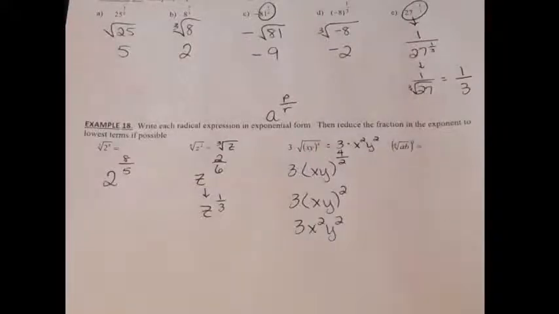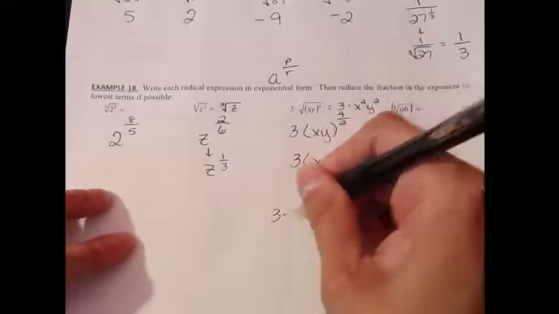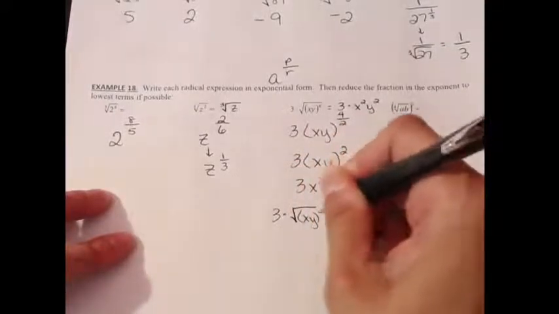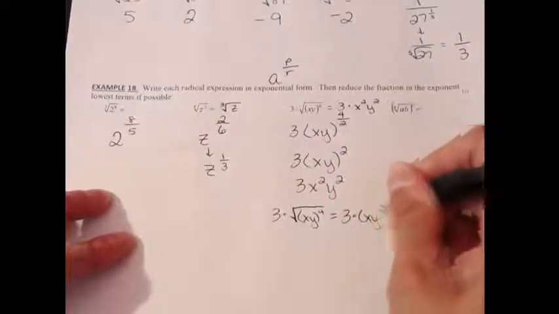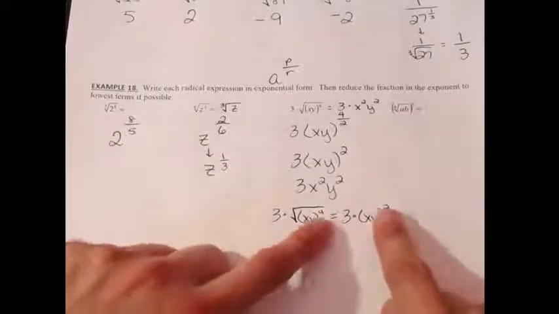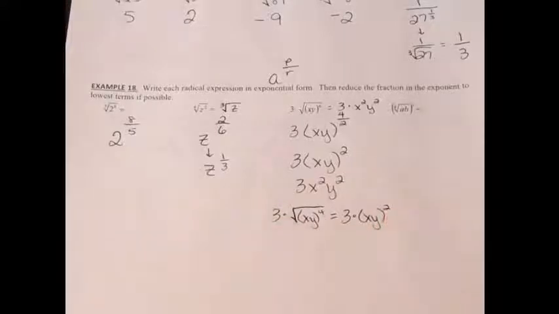I could have rewritten this to show you that 3 times the square root of xy to the 4th is the same as 3 times xy to the 2nd power. That's pretty interesting. I want you to notice what happened with that power. When we took the square root of xy to the 4th, notice what happened to that power.